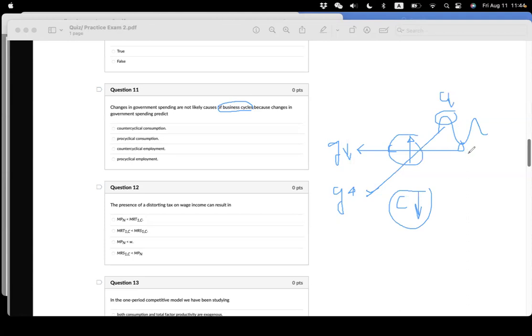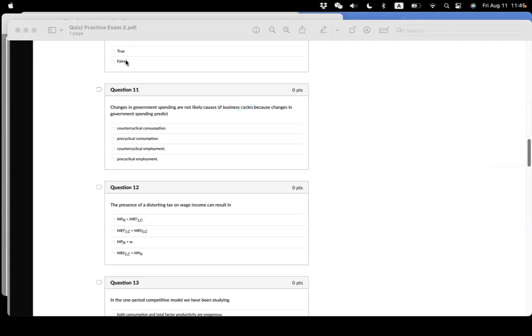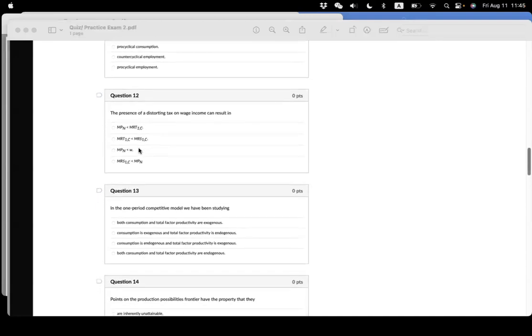When we are in recession, C is going to increase. But this is not in line with the data, right? So that explains why change in government spending cannot be the cause of business cycle. Okay, so this is question 11.